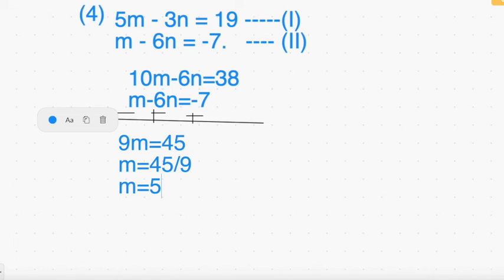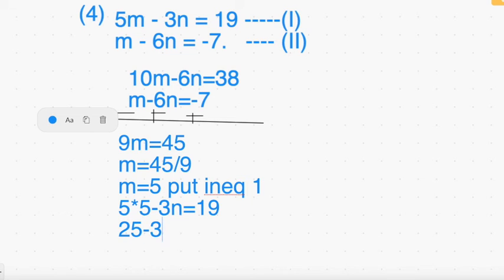So I'll do the same thing. I'll put m is equal to 5 in equation 1, right? So what I'll get is 5 into 5, 5 into 5 minus 3n is equal to 19. So it will be 25 minus 3n is equal to 19, right?